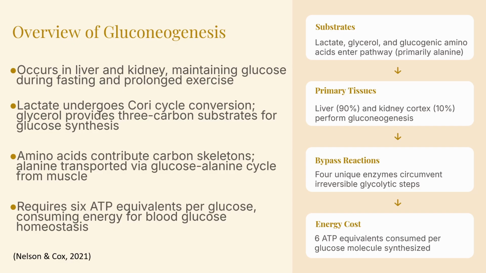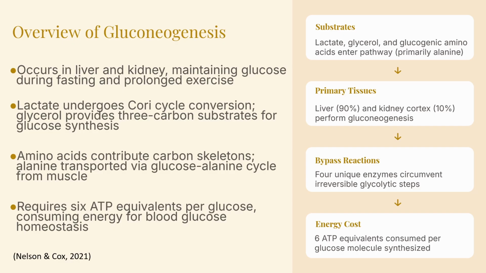Another key substrate is glycerol, which is released during the breakdown of triglycerides in adipose tissue. Glycerol contains three carbon atoms and can be converted into intermediates of gluconeogenesis, allowing it to serve as the building block for glucose synthesis. Amino acids also play a major role in gluconeogenesis.